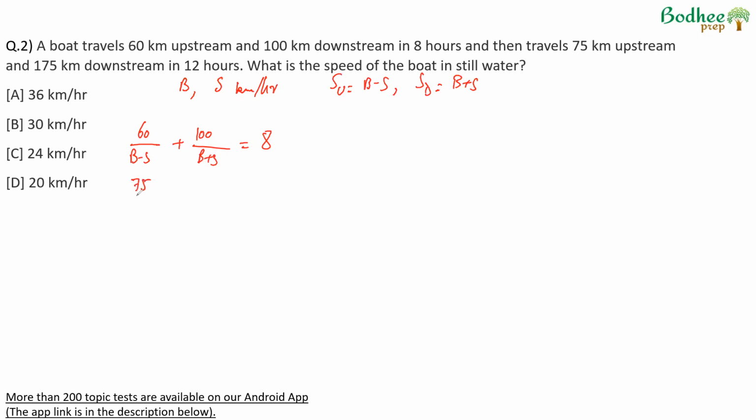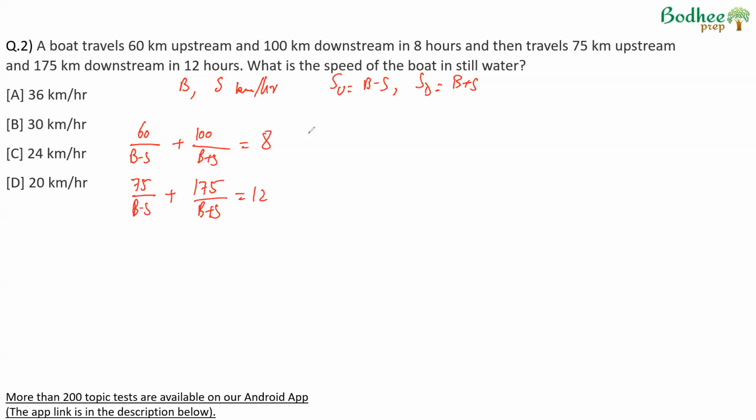Second case, 75 kilometers upstream. So 75 distance upon speed b minus s, plus 175 downstream. So 175 distance upon b plus s speed. This is the total time, which is given as 12. We have to find the value of b. So two equations in b and s, solve and get the answer.